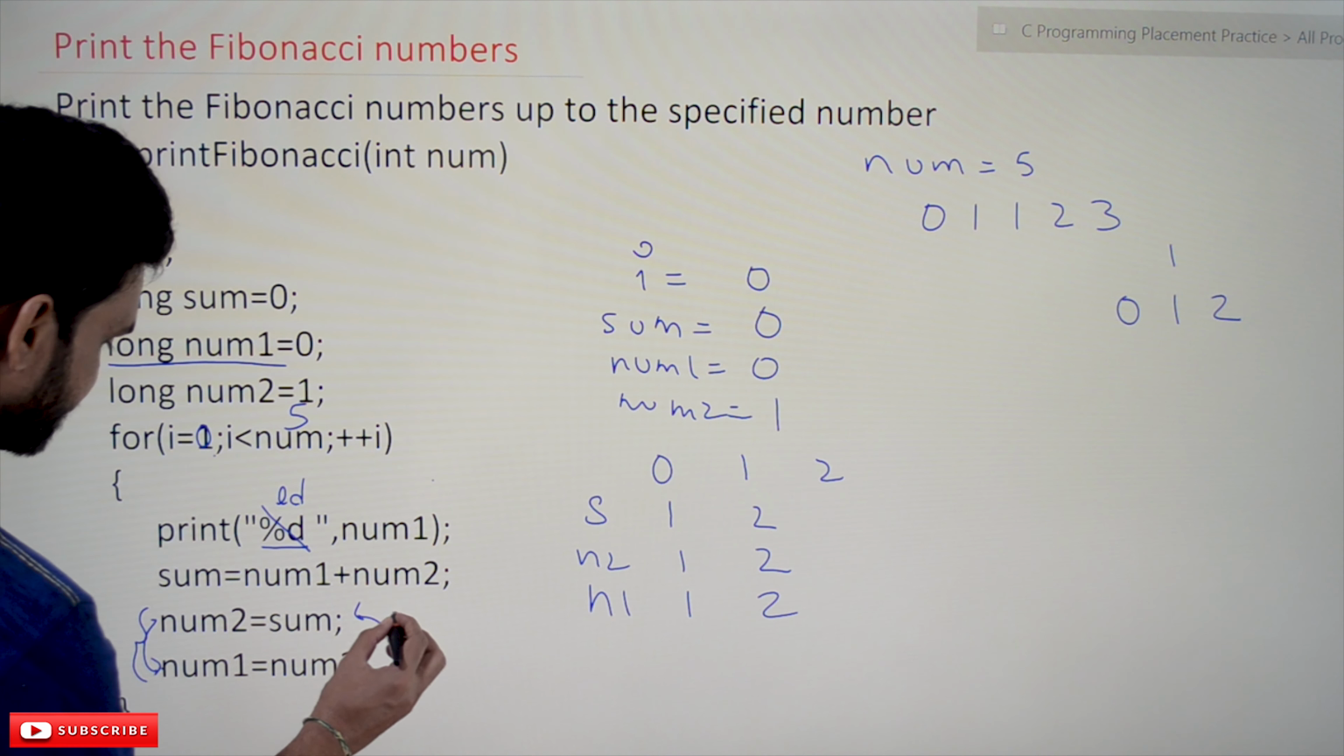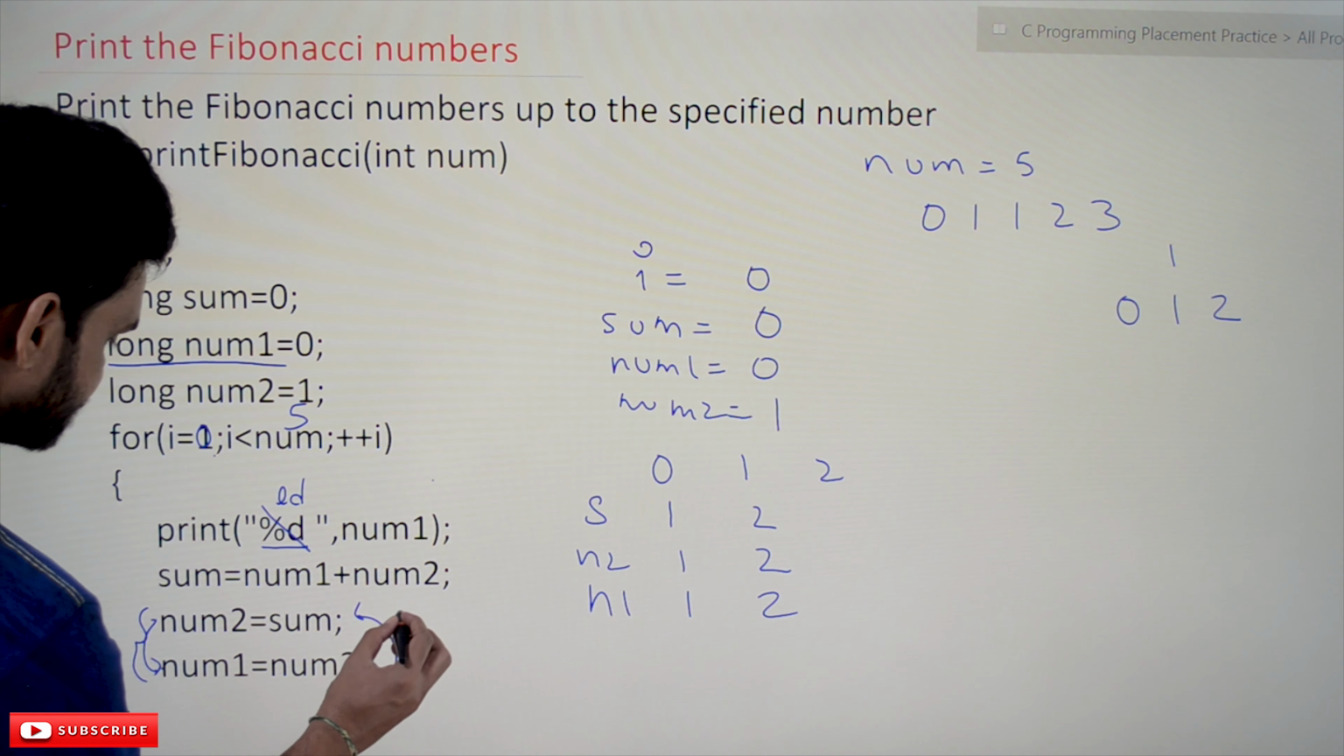So what should happen is num1 is equal to num2. First this line should be there, and after that num2 is equal to sum. These two are to be swapped. Now we will verify it again.